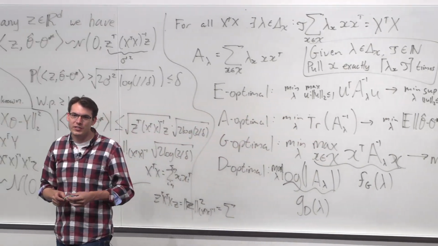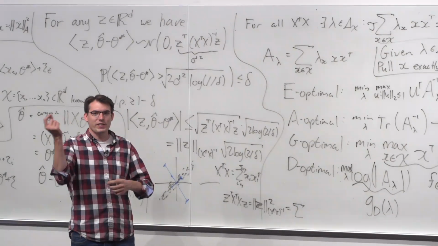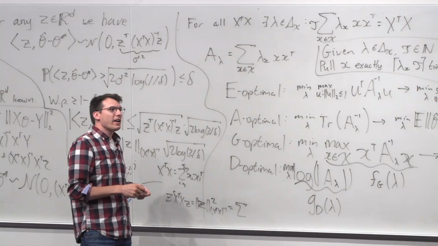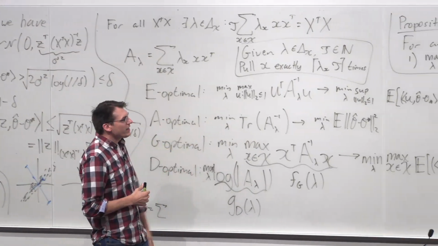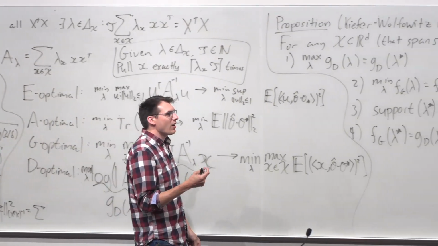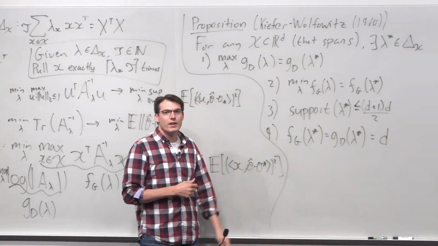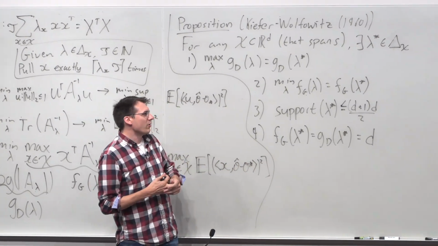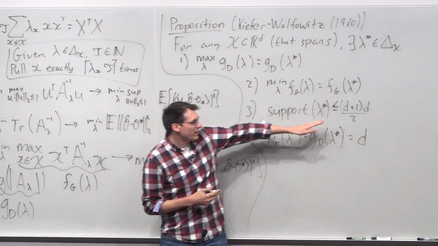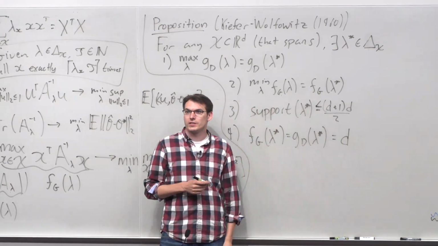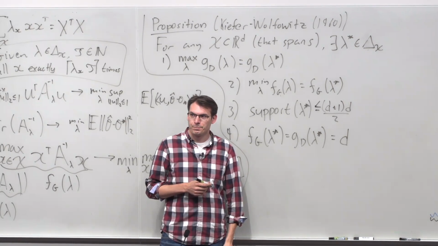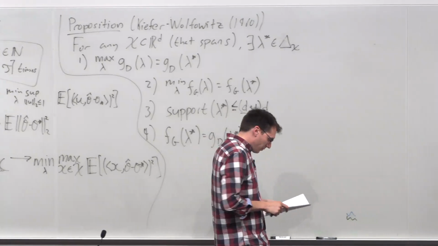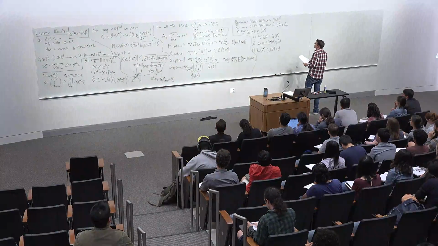And by Carathéodory's theorem, any point in a convex hull in a vector space of size d can be represented by a convex combination of at most d points in that set. And so since this vector space is of size d plus 1 times d over 2, we get that this is true. OK. This is leading somewhere, I promise.